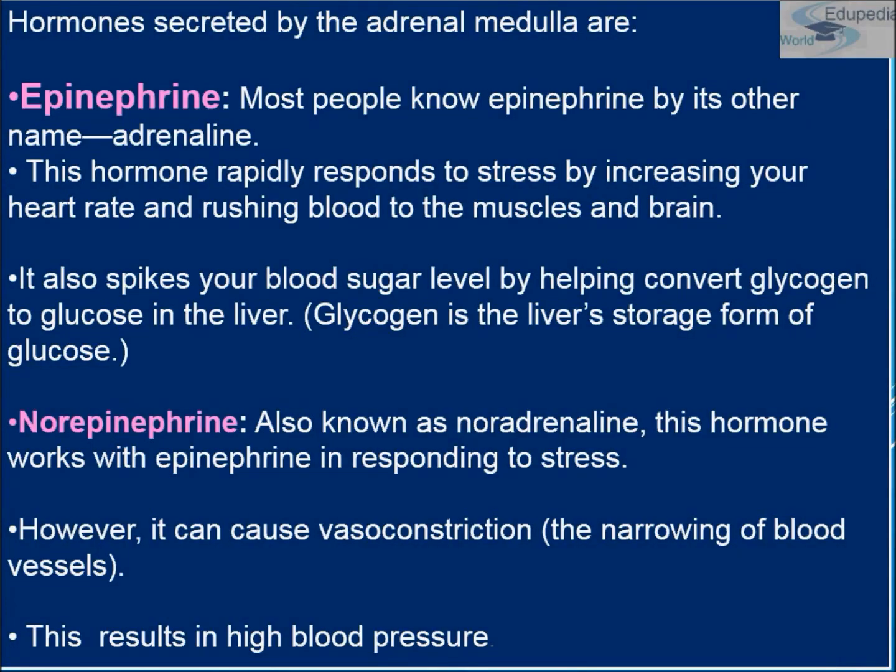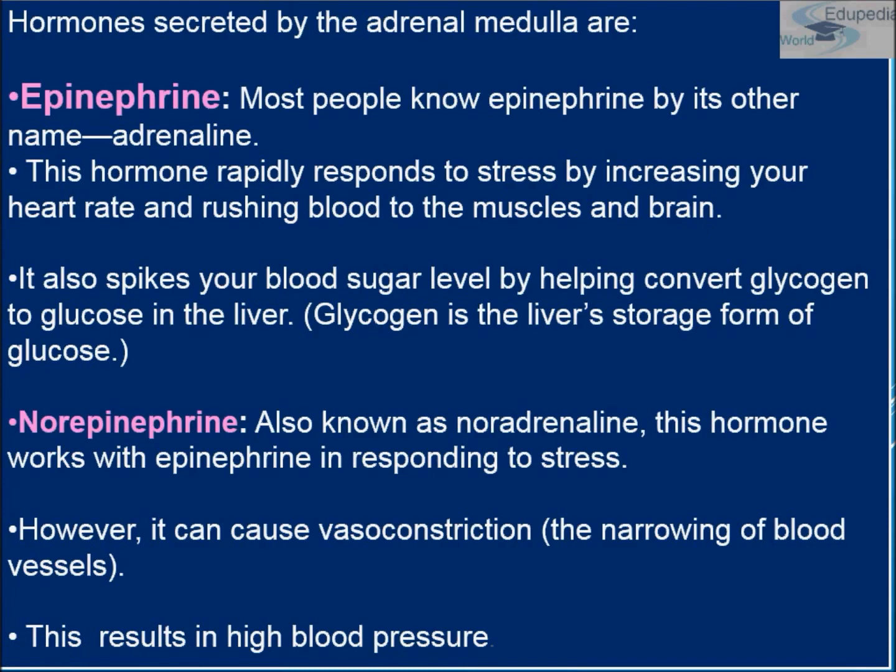Now hormones secreted by adrenal medulla are, as I have already taught you, but giving you here an overview: epinephrine and norepinephrine. Epinephrine is also known as adrenaline, and norepinephrine is also known as noradrenaline. Okay, so most people know epinephrine by its other name, and that is adrenaline. This hormone rapidly responds to stress by increasing your heart rate and rushing blood to the muscles and brain. That means it gives response to fight or flight.